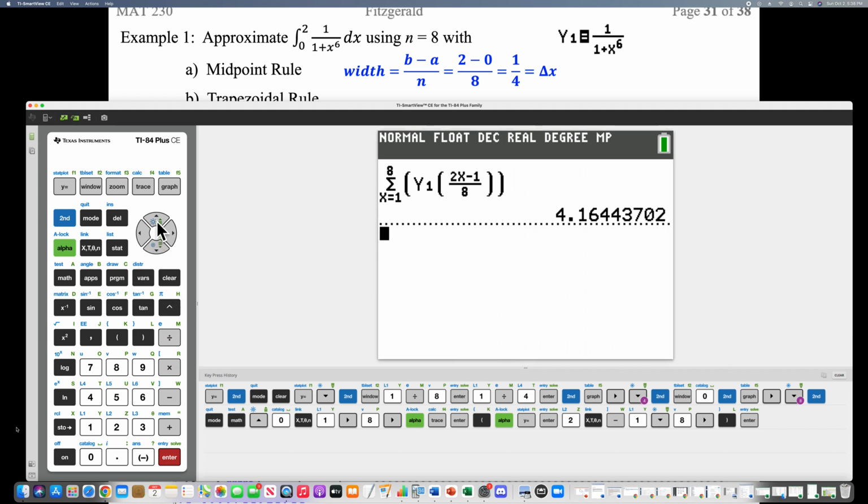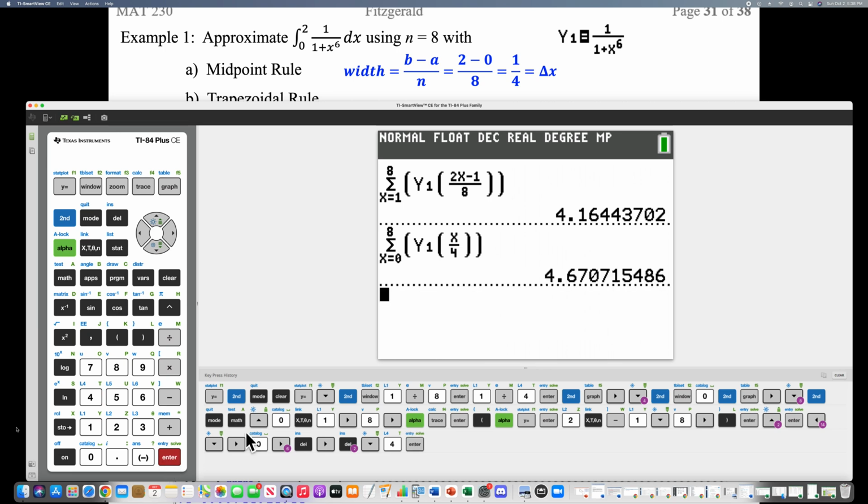Now for the next one, for the trapezoid, I'm just going to go up and copy and paste. So I need to go all the way to the left and change x equals 1 to a 0, and then go in and change this to x over 4. And there's that sum total we had.